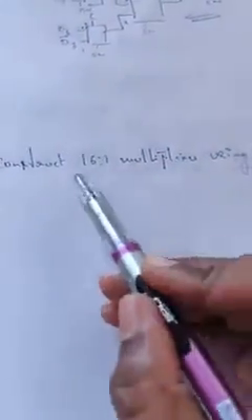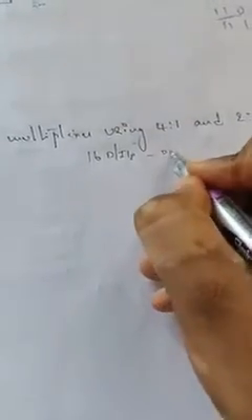So let's go to the next problem. Construct 16:1 multiplexer using 4:1 and 2:1 multiplexer. They have specified that we are supposed to use 4:1 multiplexer and 2:1 multiplexer to construct 16:1 multiplexer. When it comes to 16:1 multiplexer, the first thing that should come to our mind is that 16:1 multiplexer means 16 data inputs, one output.